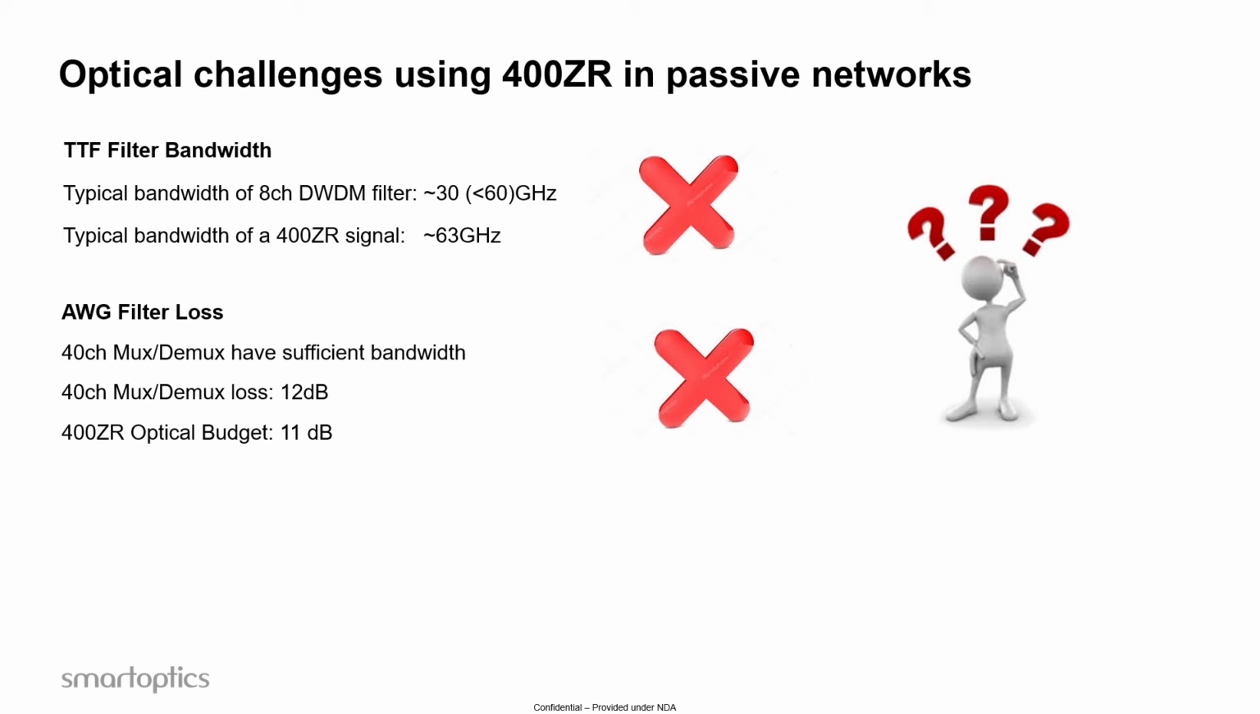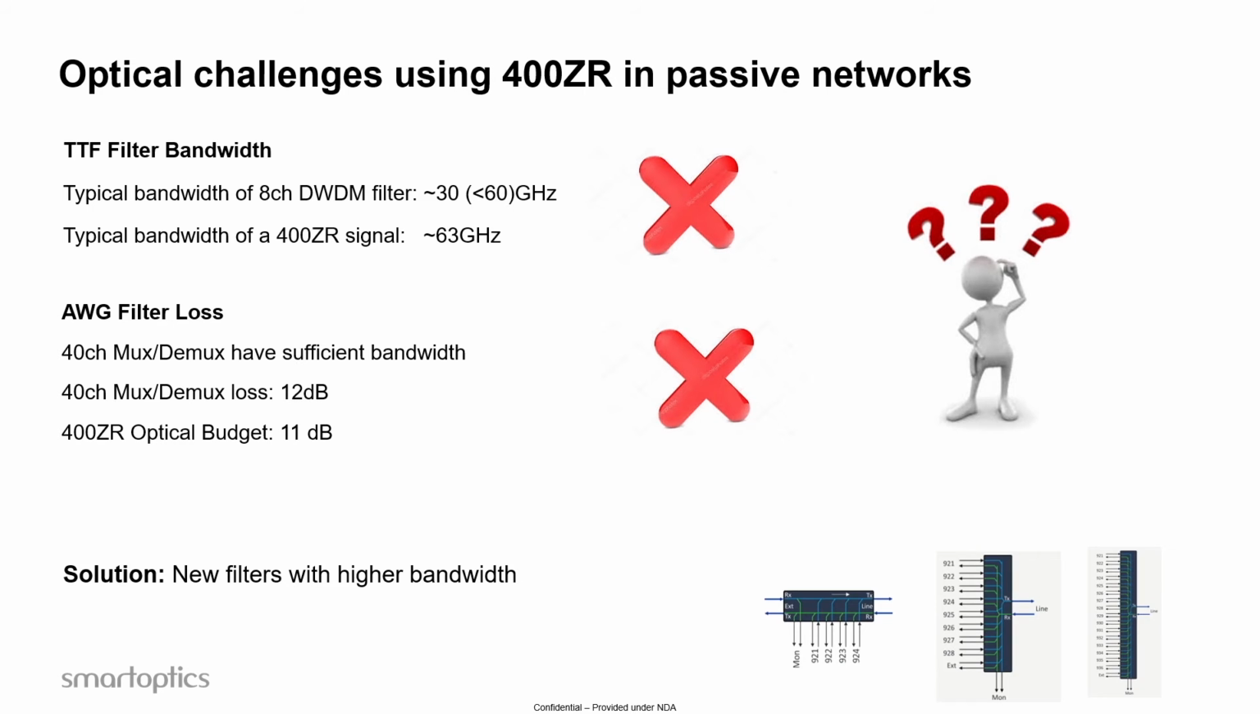So the question is, is there a way to run 400ZR over passive networks? Well, absolutely. Just use a new type of filters with higher bandwidth. If you go to your current provider of passive filters and ask them for a 400ZR capable filter, it's very likely that they are either working on qualifying those or already have them in place, because this is something that at least we see as a requirement from a lot of customers today.